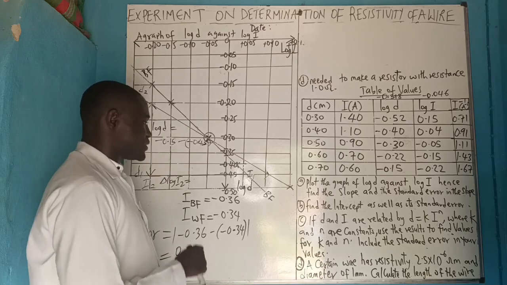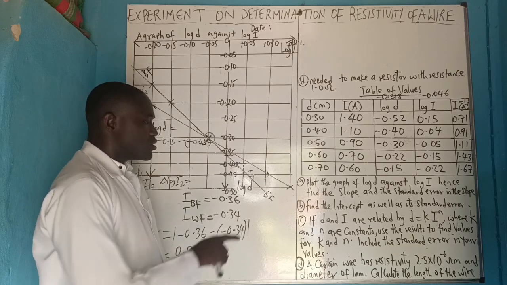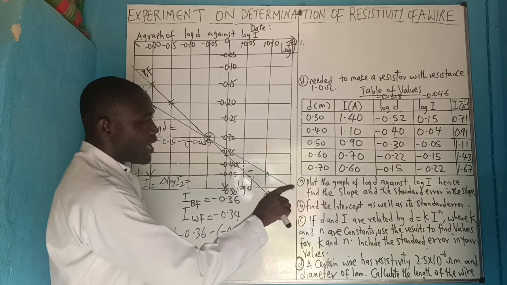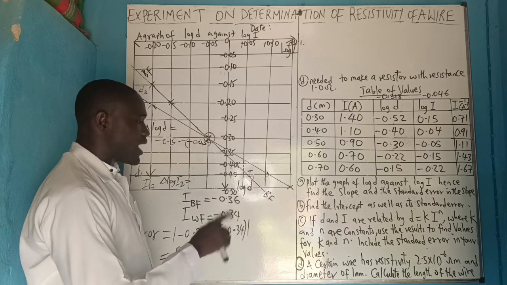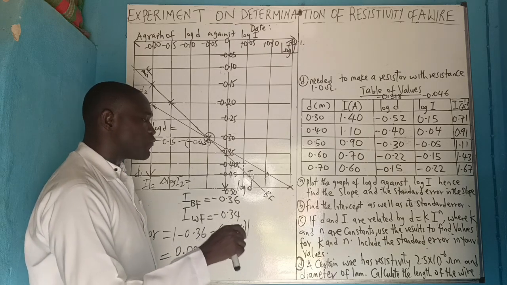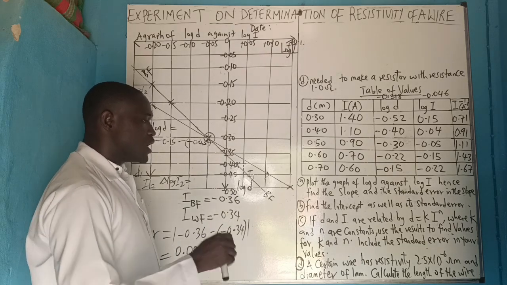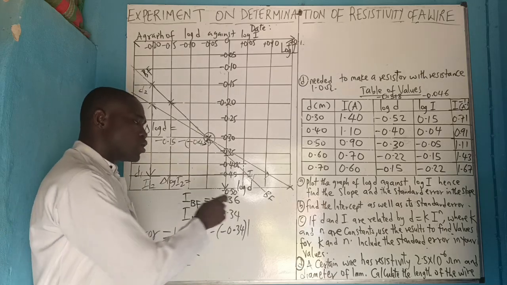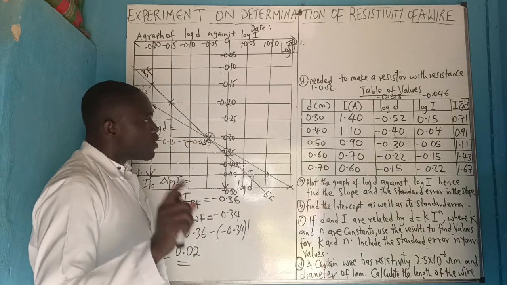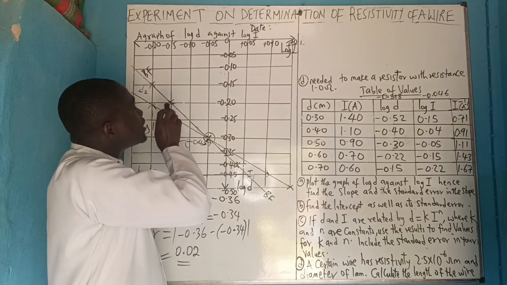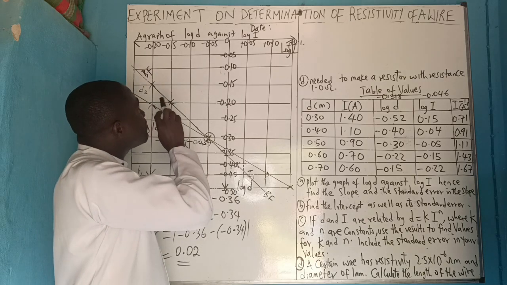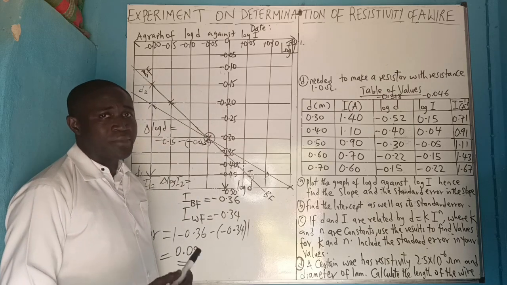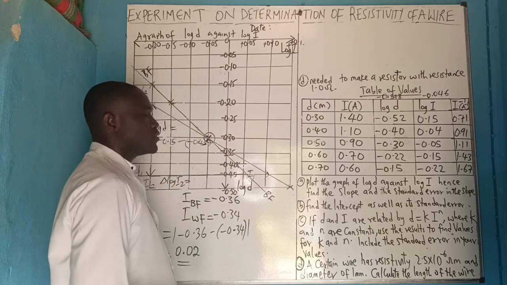Next on our list is: if D and I are related by D equals K I raised to power n, where K and N are constants, use the result to find values for K and N. Include the standard error in your values. But before we go to question C, remember the title of the experiment says determination of resistivity of a wire. Experiment on determination of resistivity of a wire.